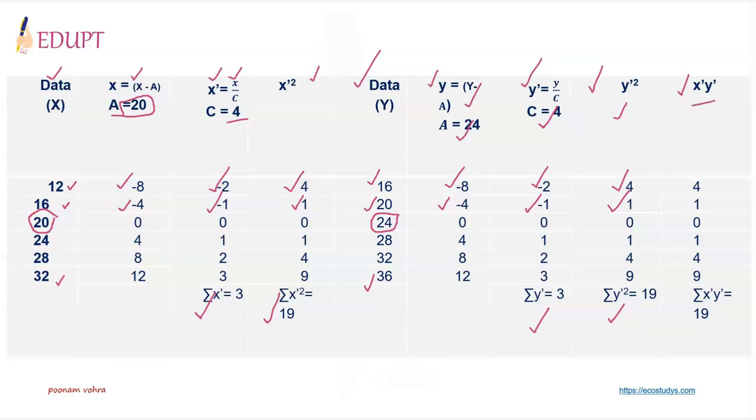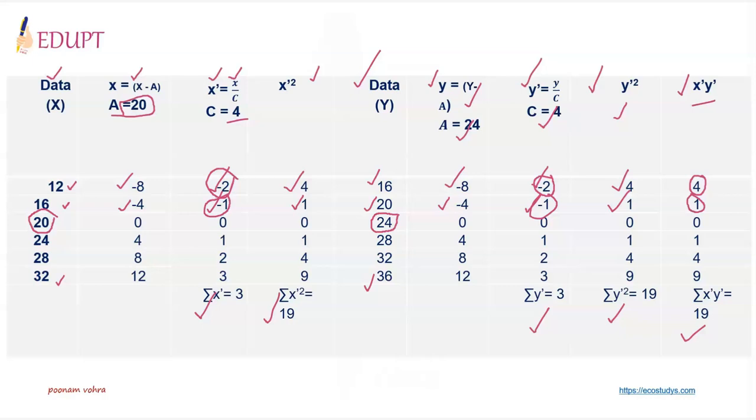Then multiply deviation dash of x as well as y. That is x dash multiplied by y dash, which in the first case is minus 2 multiplied by minus 2. So it is minus 1 multiplied by minus 1. It is 1. And that's how you complete the series and finally have its summation. Summation of x dash y dash is 19.